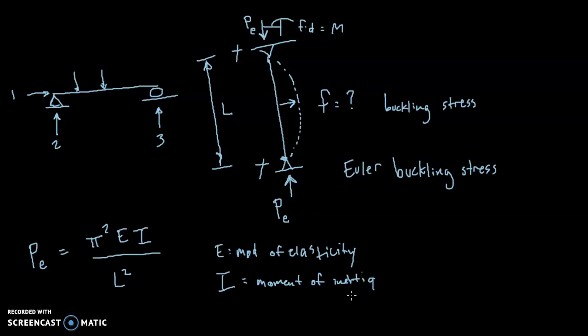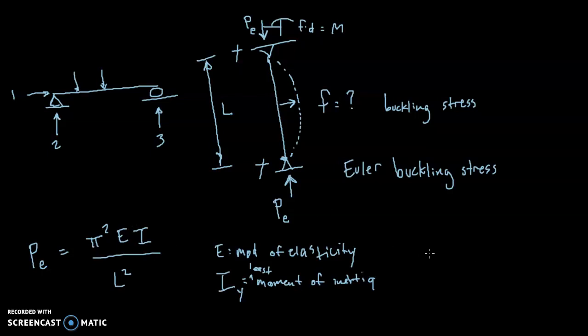So the only thing here is that in a beam, we can control which axis it bends about. But if we have a free-standing column, if it's not braced in any particular direction, it's going to bend about its weak axis. So this is going to be the least moment of inertia. So in other words, it's going to be the moment of inertia about the y-axis rather than the moment of inertia about the x-axis.